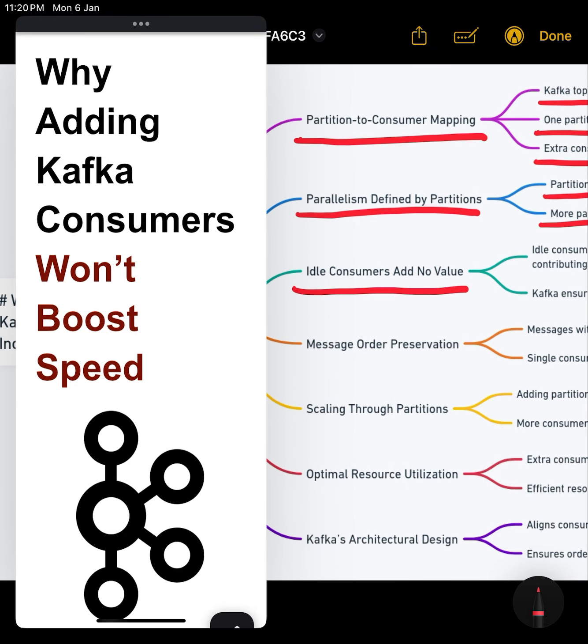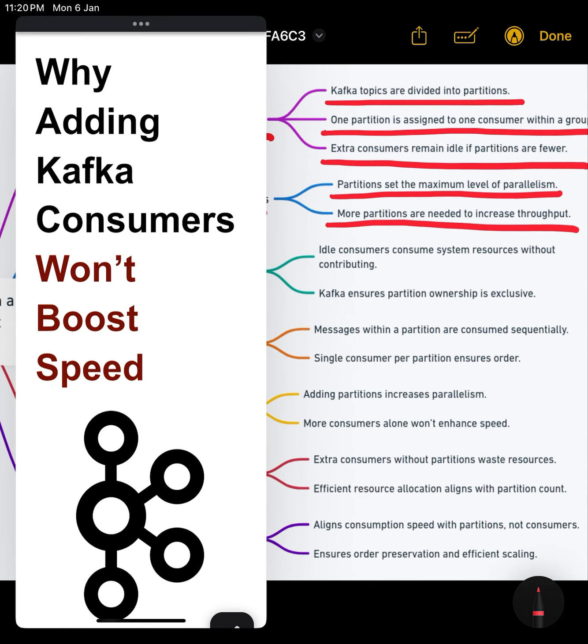3. Idle consumers add no value. Consumers that cannot be assigned a partition contribute no additional processing power and only consume system resources. Kafka's design ensures that partition ownership is exclusive within a group to avoid data duplication and maintain processing order.